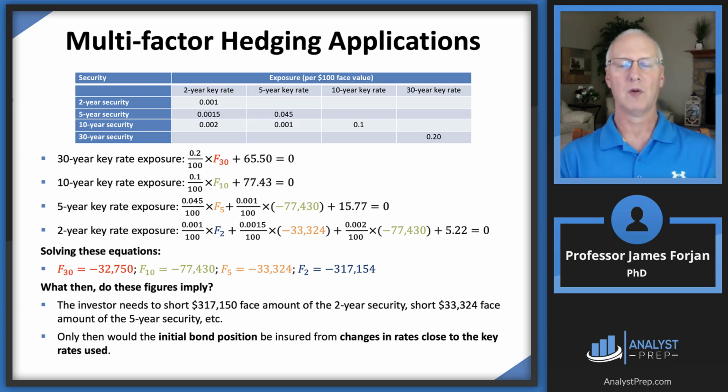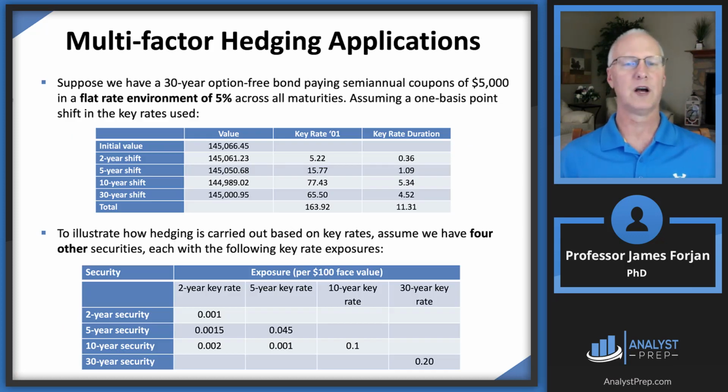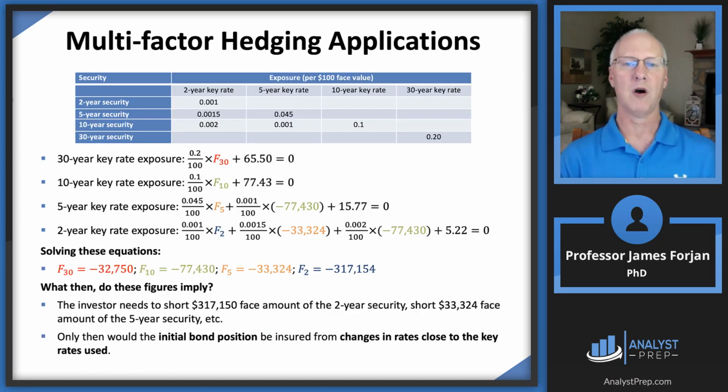In other words, what we want to do is ensure the value of our portfolio. What was it? It was 145,066 today. So what we want to do is we want to take a position in those securities, 2, 5, 10, and 30, so that we are fully hedged. In other words, if rates go up by a little bit or rates go down by a little bit, the value of our portfolio remains at that 145. And we're going to do this with those key rate exposures, the 2, the 5, the 10, and the 30, which of course is just the convention.